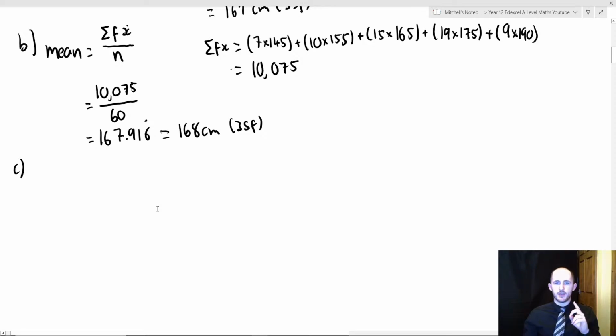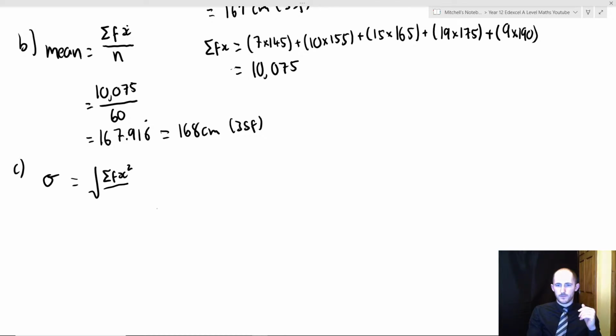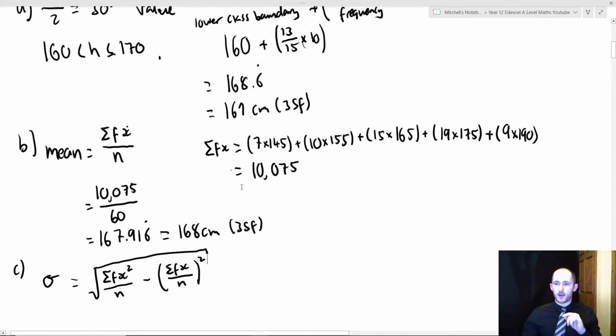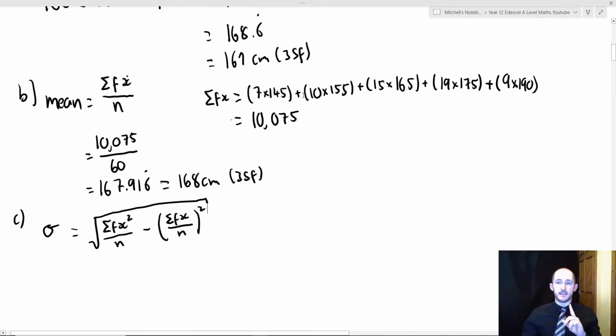Now to work out the standard deviation, here is the formula. It's given a lowercase sigma as a letter. And again, not all exam boards actually give you the formula. And there is a huge mistake that people make. They say these two things are the same. They're not, okay? Sum of f of x is what we worked out here. Sum of f of x squared is not this number squared, okay?